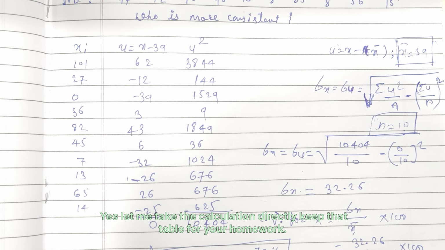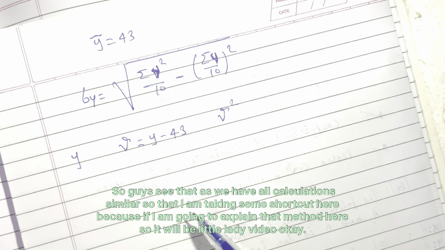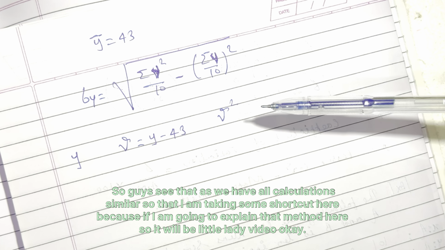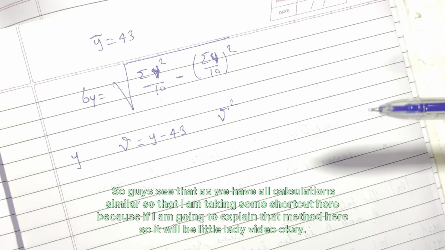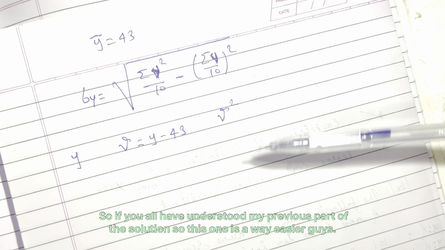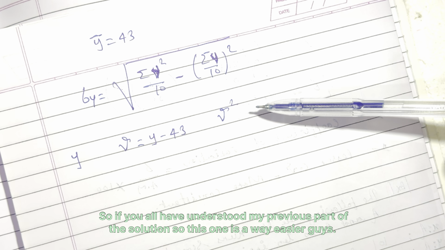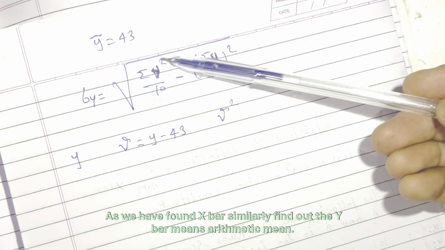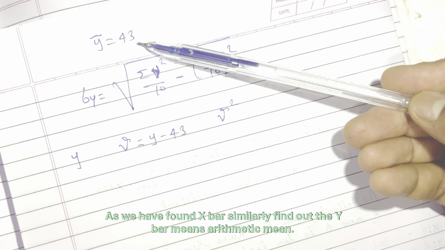Yes, let me take the calculation directly. Keep that table for your homework. So guys, as all the calculations are similar, I'm taking some shortcuts here, because if I explain that method here, it will be a lengthy video. If you have all understood my previous part of the solution, this one is way easier, guys. As we found x bar, similarly find the y bar, meaning the arithmetic mean.